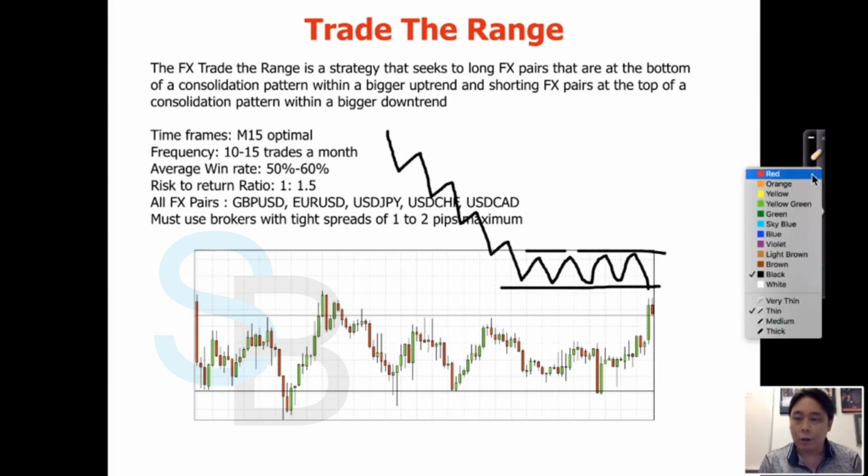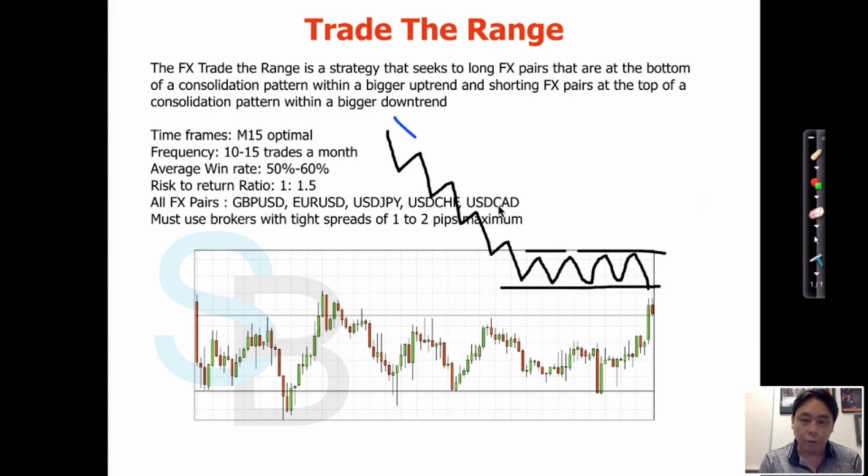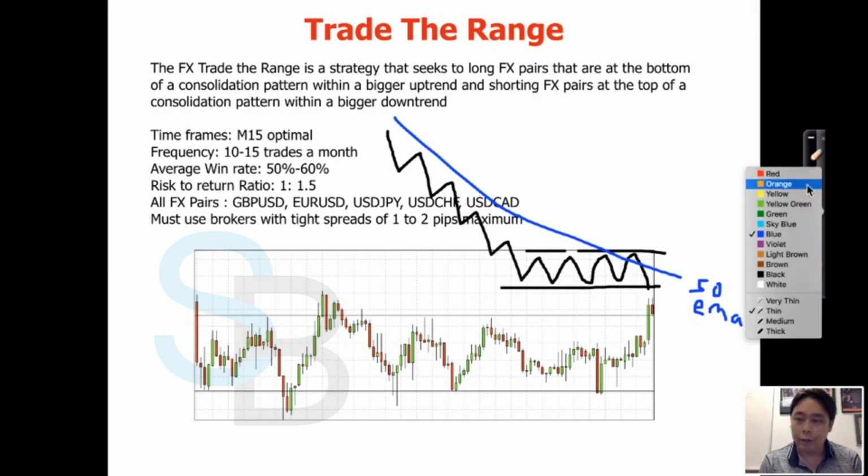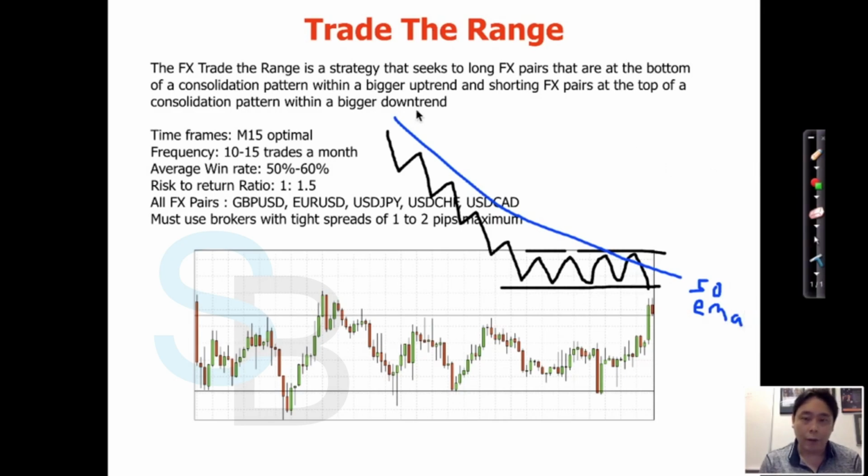Why? Because the 50 exponential moving average, EMA, is below the 200 simple moving average. Okay, so that's a consolidation pattern in the context of a bigger downtrend.